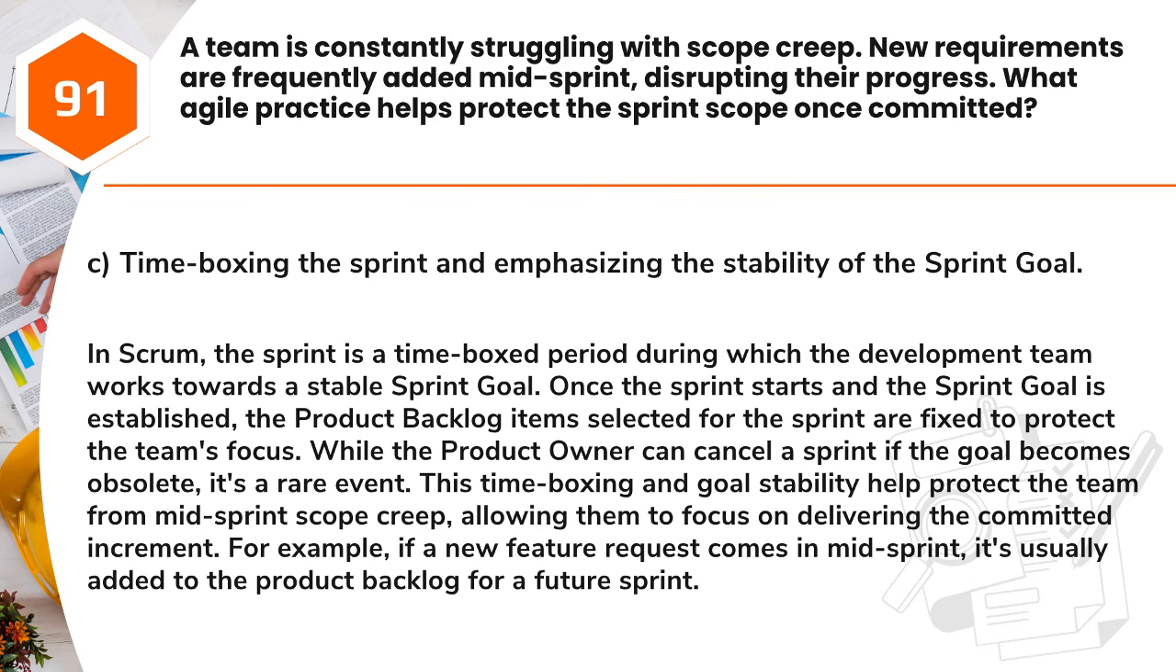While the product owner can cancel a sprint if the goal becomes obsolete, it's a rare event. This timeboxing and goal stability help protect the team from mid-sprint scope creep, allowing them to focus on delivering the committed increment. For example, if a new feature request comes in mid-sprint, it's usually added to the product backlog for a future sprint.